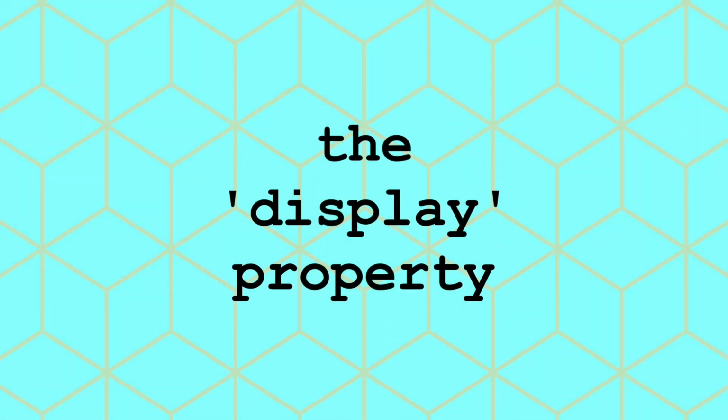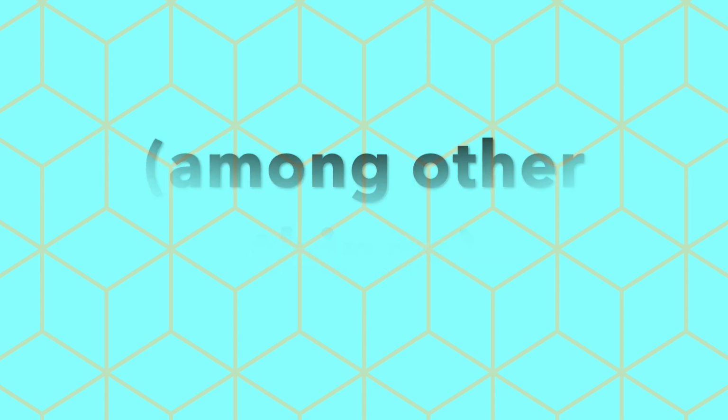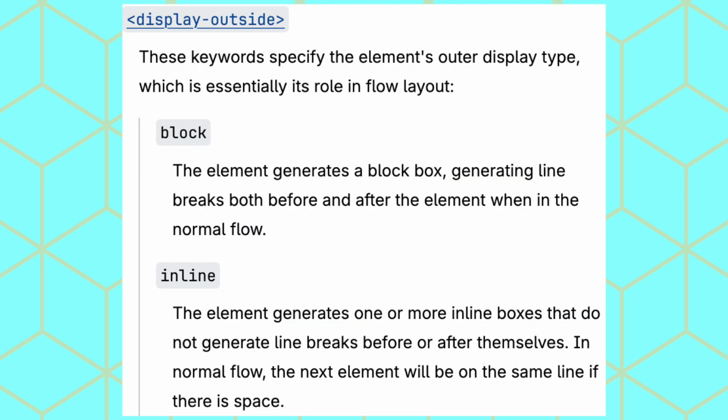Every visible element has a default value for the display property. This property controls how an element gets placed on the page. The two basic values it can have are block and inline. First, let's look at styling block elements.